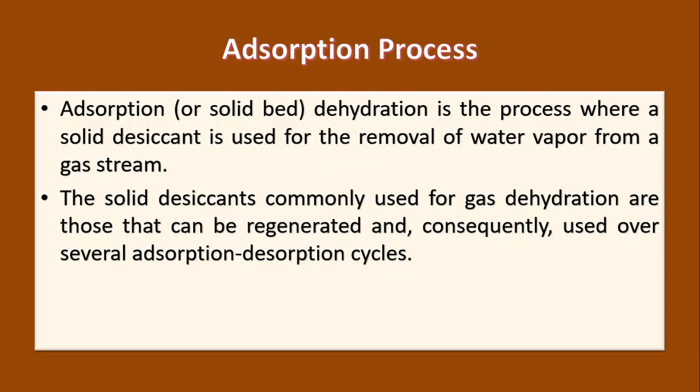Now, if we define the adsorption process or the solid desiccant process, it is a dehydration process where the solid desiccant is used for the removal of water vapor from the natural gas. That is a simple definition. The solid desiccants commonly used for gas dehydration are those that can be regenerated. So it is a regenerative process, and consequently used over several adsorption-desorption cycles. Although there are a few solid desiccants that cannot be regenerated, commercially we use solid desiccants that are regenerative in nature.